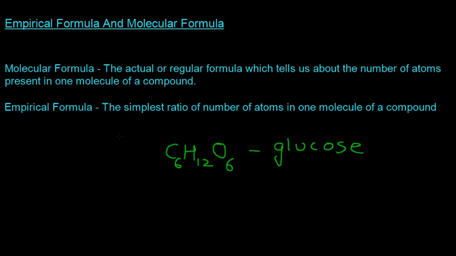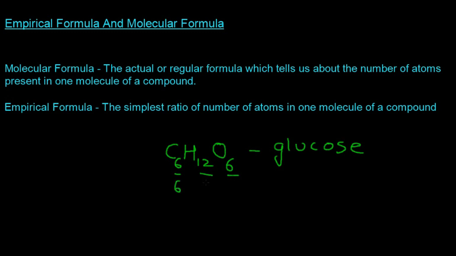So in one molecule of glucose, there are 6 atoms of carbon, 12 atoms of hydrogen and 6 atoms of oxygen. So if you see, this formula tells you about the actual number of atoms present in a compound. So this formula is known as the molecular formula of glucose. Now if you see carefully, 6 is a common divisor of the subscripts. You can divide 6 by 6, you can divide 12 by 6, you can also divide 6 by 6. It is the greatest common divisor, GCD, or highest common factor as we call it, HCF.